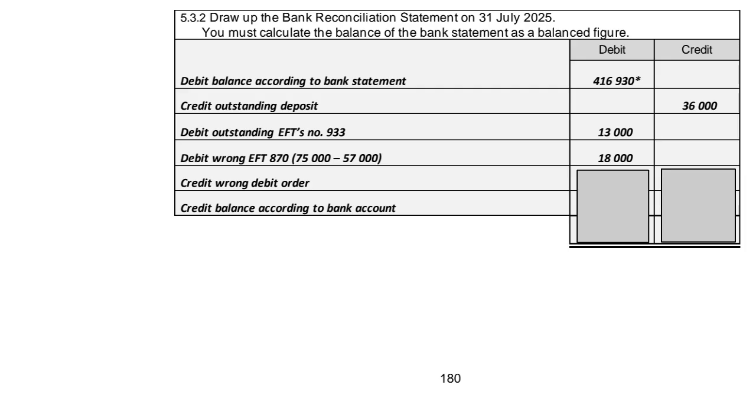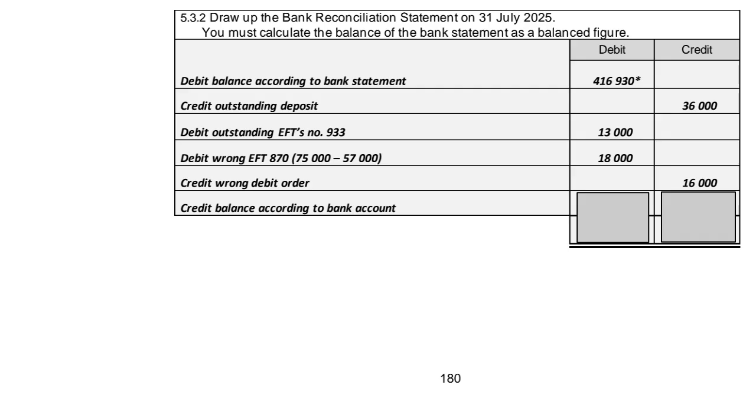The debit order for the rent was incorrectly deducted twice by the bank. The bank will correct the error of the following month's bank statements. So credit wrong debit order. On the credit side, we will write down 16,000 Rand, which the bank will correct in the following month.